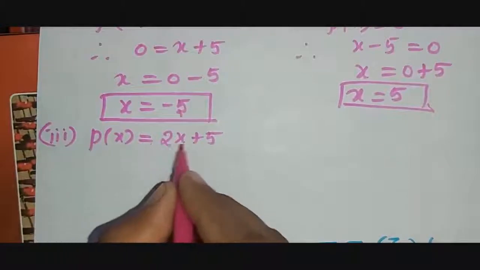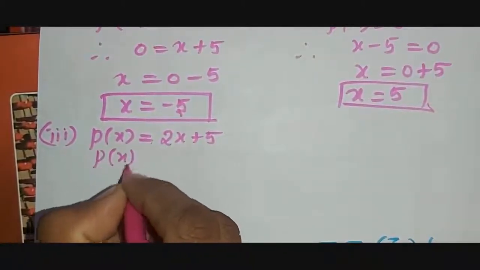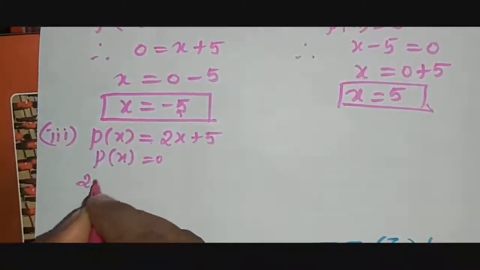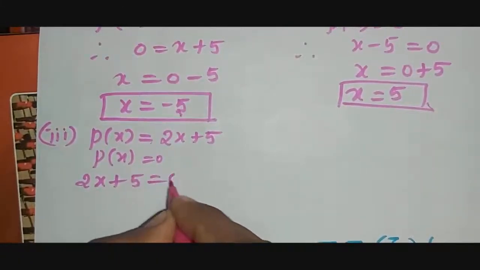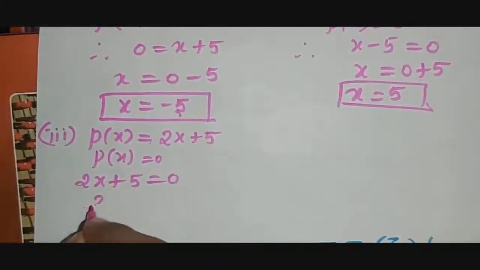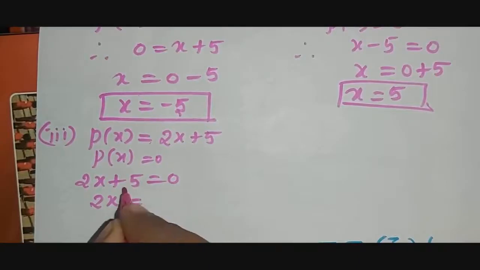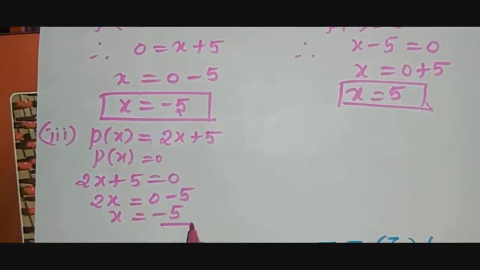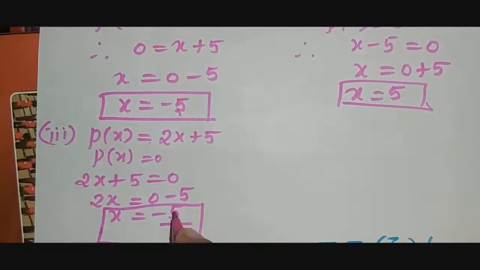Here we have third question. P of x is equal to 2x plus 5, right? P of x is equal to 0. 2x plus 5 is equal to 0. Okay. 2x is equal to 0 minus 5. X is equal to minus 5 divided by 2, take this 2 to be below. And this is the right answer.